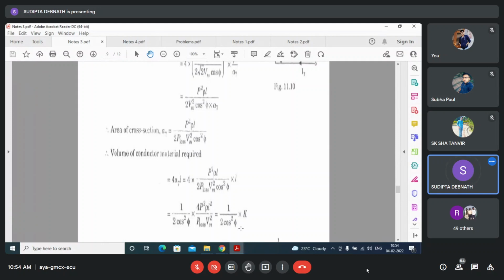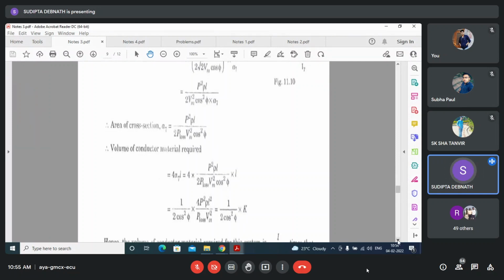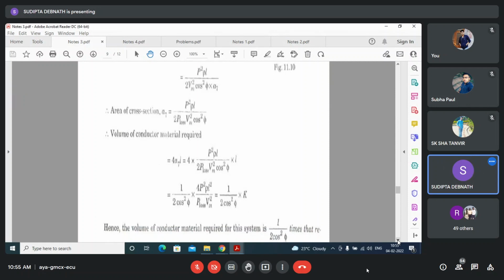Okay, so this is the volume of conductor material requirement for the two-phase AC, two-phase four-wire system. Later on, we will make a comparative study of all the systems in terms of cross-sectional area in tabular form, so that you can see which one is most economical. But it is not like that. If it is most economical in terms of cross-sectional area, then only that will be used. There are other criteria also.